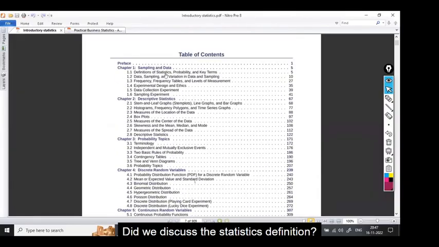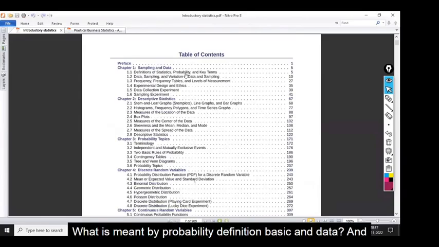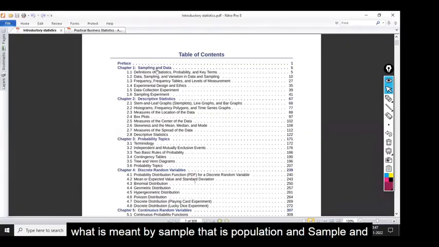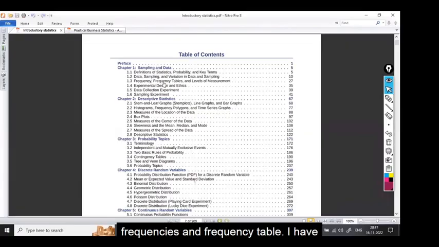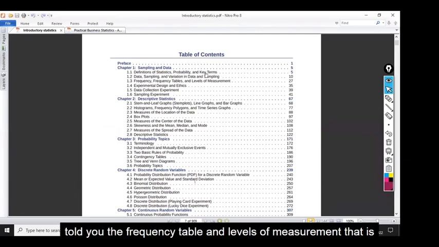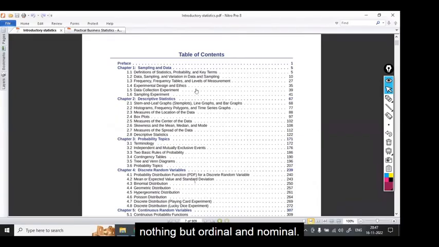Did we discuss the statistics definition? What is meant by probability definition, basic, and data, and what is meant by sample, that is population and sample, and frequencies and frequency table. I have told you the frequency table, and levels of measurement, that is nothing but ordinal and nominal.